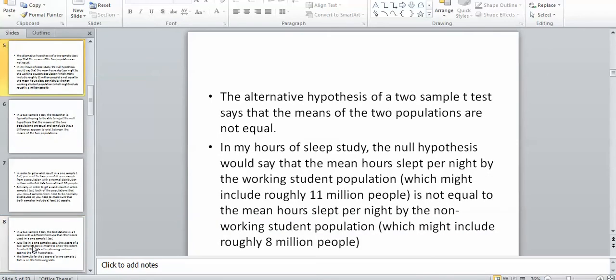The alternative hypothesis says that the two population means are not equal. So in my example, it would say that the mean of the 11 million people is not equal to the mean of the 8 million people.